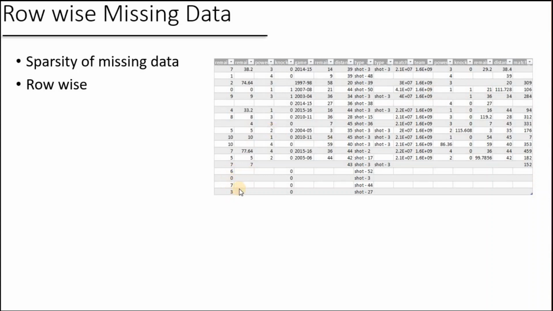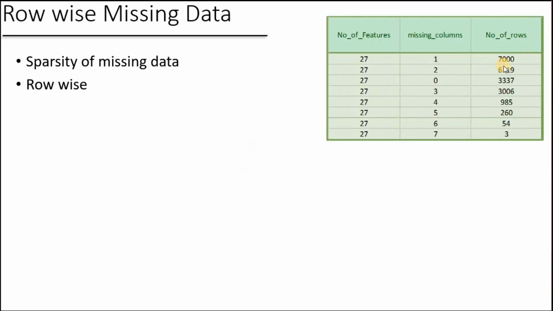That is, we will see the row-wise missingness of the data. If we look at the last 4 rows, most of the cells are missing, so we can simply delete these 4 rows. We will find out how many rows have complete data, that is, no missing data. This shows that 3,337 rows have 0 columns that are missing. That means they have a complete data set. Out of the 24 columns it has, no column has any missing values. So these rows have complete data in them.